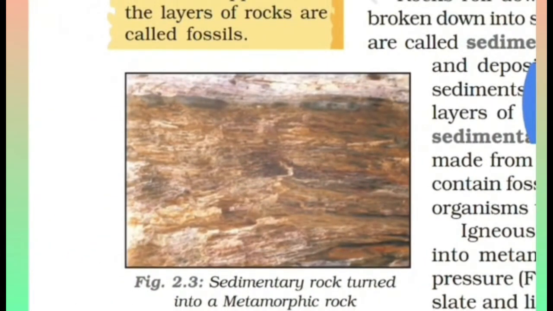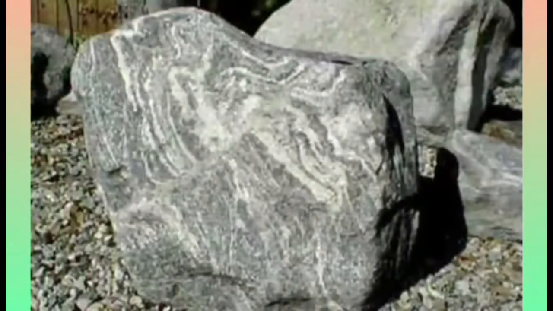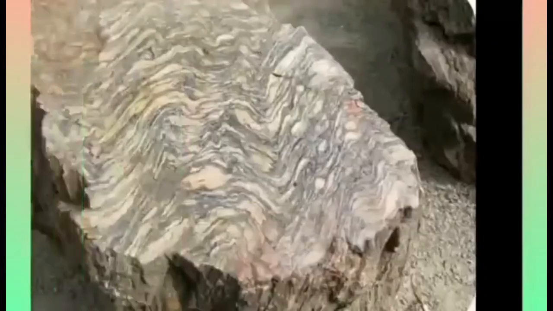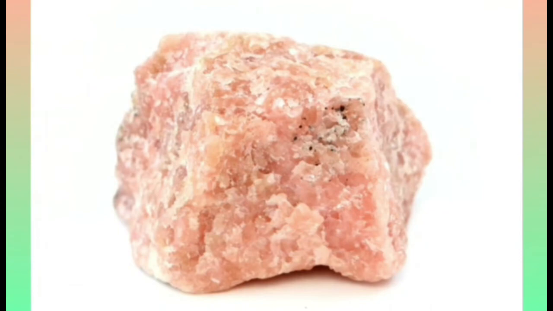Just like this, here the sedimentary rock has been turned into a metamorphic rock under great heat and pressure. These are the metamorphic rocks. When the igneous and the sedimentary rocks are put under great heat and pressure, then they form these metamorphic rocks.